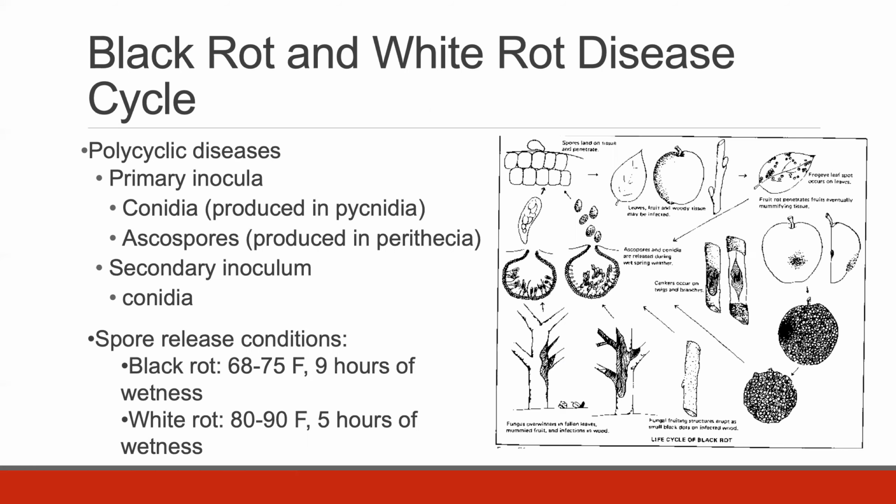The temperature for spore release varies slightly between white rot and black rot. For black rot, it's between 68 and 75 degrees Fahrenheit, and you need about 9 hours of wetness. For white rot, the temperature is 80 to 90 degrees, so it's warmer, and you need 5 hours of wetness for it to occur.